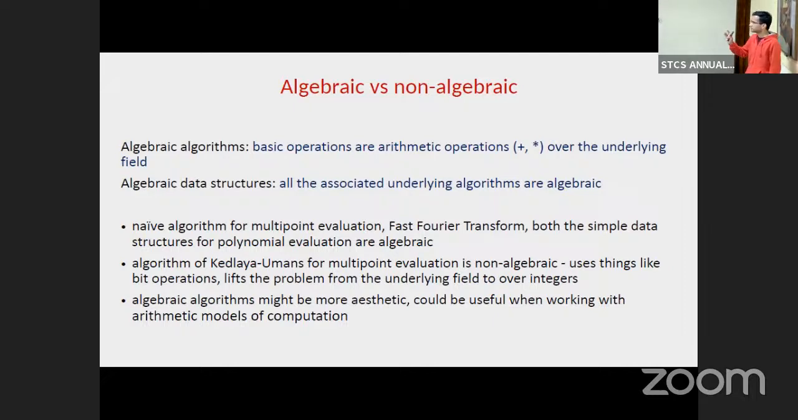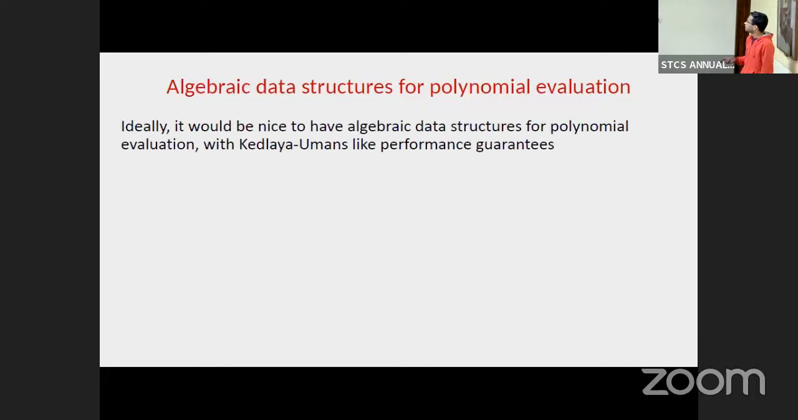All right. So I hope everybody has an intuitive sense that there are certain algorithms for problems like these that are algebraic, and then there are algorithms that I'm not telling you anything about. And ideally, for a problem like polynomial evaluation, it would be nice to have an algebraic data structure that achieves the best of both worlds. And the question is: is that even possible? Is there something inherently difficult about this problem that only non-algebraic algorithms can get around?